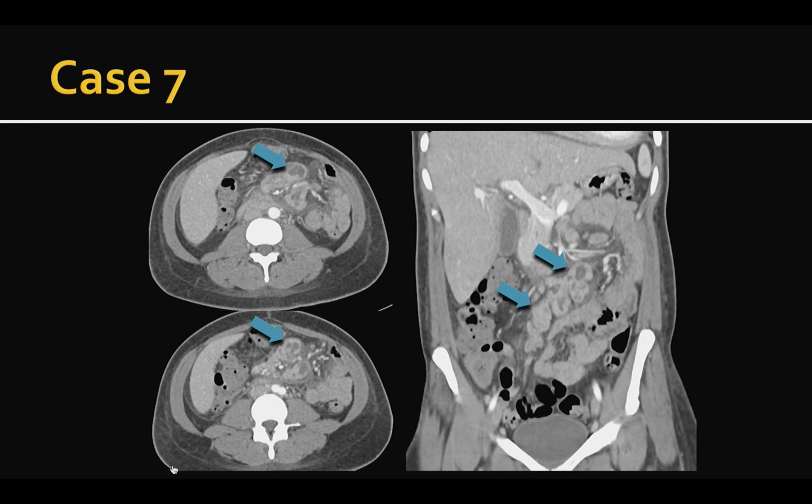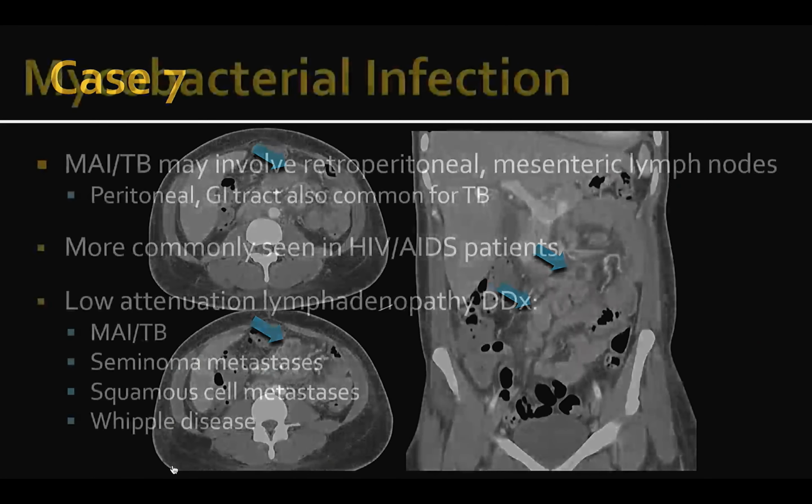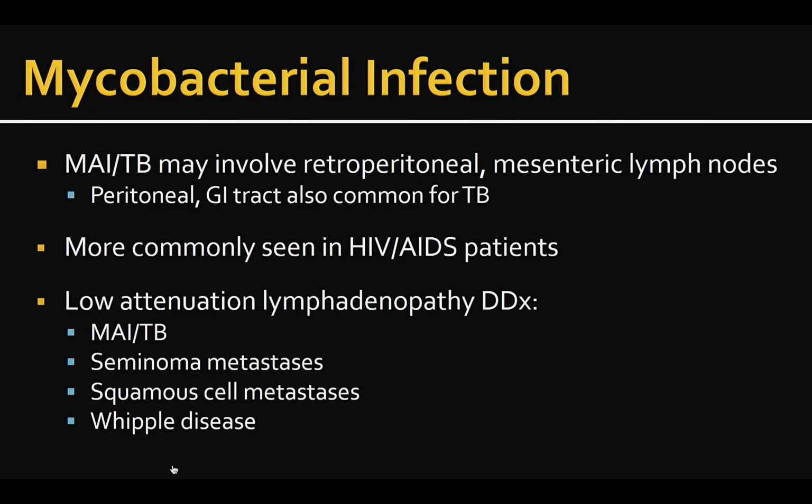or potentially Whipple's disease in people with nodular diffuse small bowel fold thickening. However, given this patient's history of immunocompromise, we really would hone in on mycobacterial infection, and that's what this ended up being. Remember that both MAI and TB may involve retroperitoneal and mesenteric lymph nodes. That low density center can be an important clue. TB can also present with peritoneal infection and GI tract involvement, especially the terminal ileum and cecum. We see this more commonly in patients with immunocompromise, and as I mentioned, you should think about this differential diagnosis when you encounter someone with low attenuation lymphadenopathy.